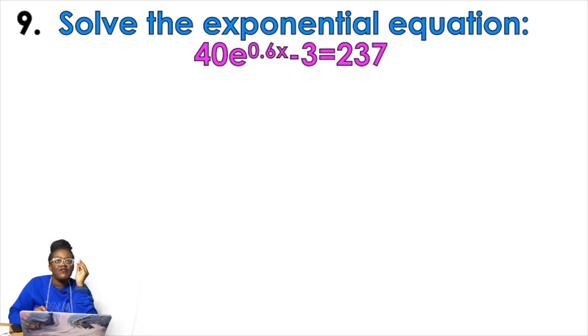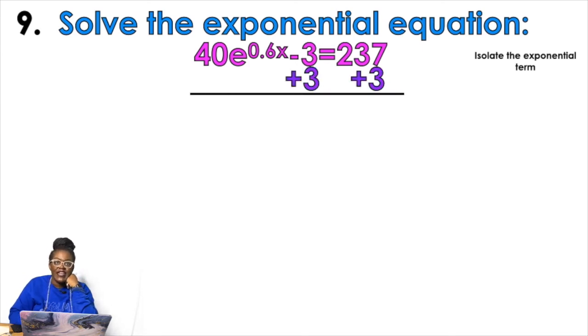Okay. So then we have 40e^(0.6x) minus 3 equals 237. Now we're really on to something. This is a lot different than what I'm usually working with. You always want to isolate the exponential term. So if the exponential term is not on its own, let's try to do that, okay? So we're gonna add 3 to both sides to try to get that to happen. So now I'm gonna get 40e^(0.6x) equals 240.